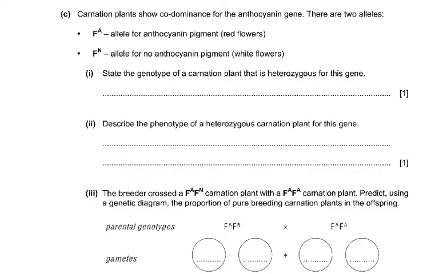Carnation plants show codominance for the anthocyanin gene. There are two alleles: F^A allele for anthocyanin pigment, which is red flowers, and F^N for no anthocyanin pigment, which gives white flowers. State the genotype of a carnation plant that is heterozygous. So it has to be heterozygous, meaning F^A F^N.